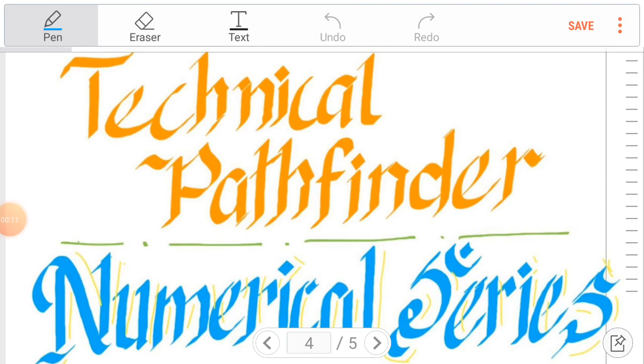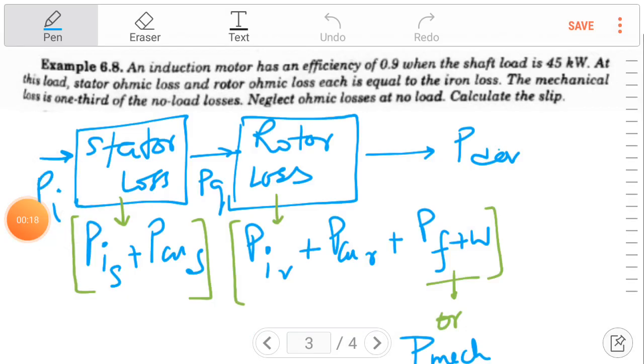In this numerical series, I am solving one more numerical from PS Bhimra Electrical Machinery. An induction motor has efficiency of 0.9, meaning 90%, when shaft load is 45 kW. At this load, stator ohmic loss and rotor ohmic loss are each equal to iron loss. The mechanical loss is one third of no load losses. Neglect ohmic losses at no load. Calculate the slip.